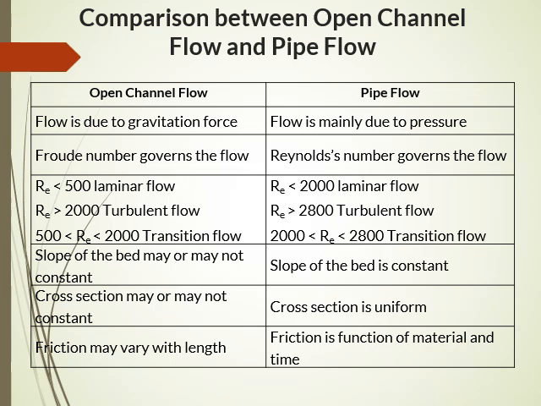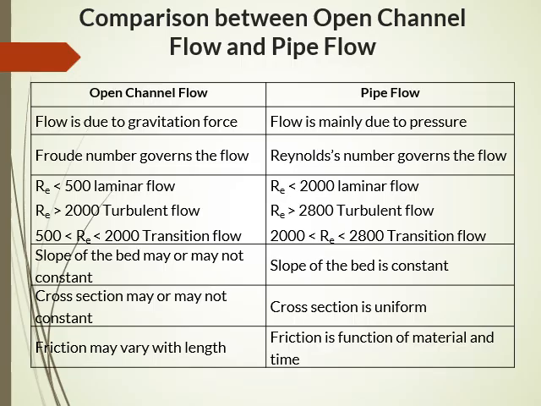So the flow can be called laminar flow. If the Reynolds number is greater than 2000, turbulent flow. In between 500 to 2000, the flow is called transition flow. Here in case of pipe flow, Reynolds number less than 2000, we can say it is called laminar flow. Reynolds number greater than 2800, we can say turbulent flow. In between 2000 to 2800, we can say it is called transition flow.